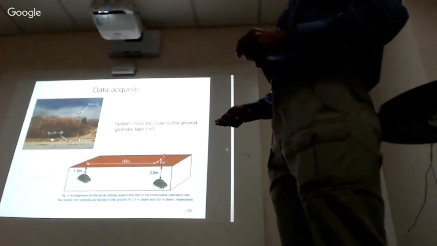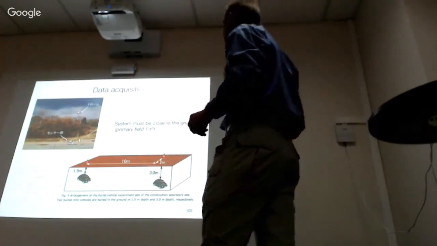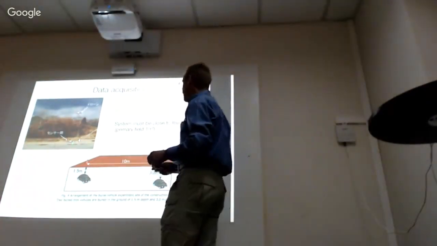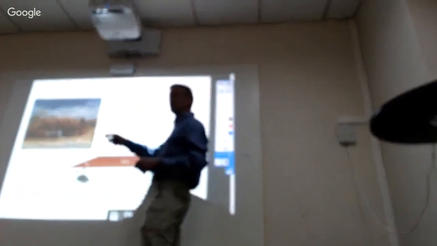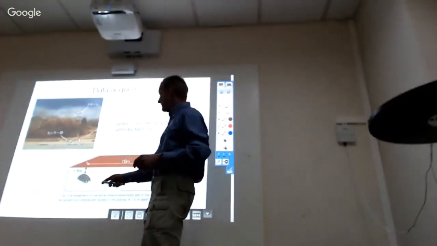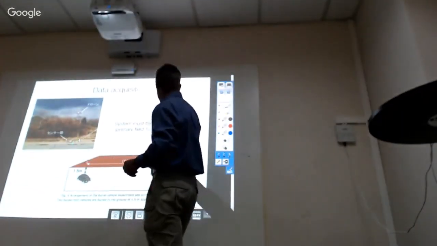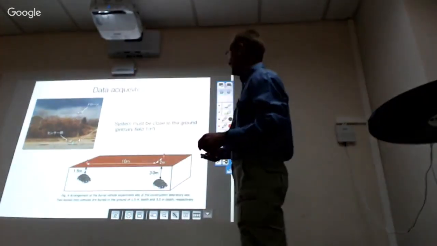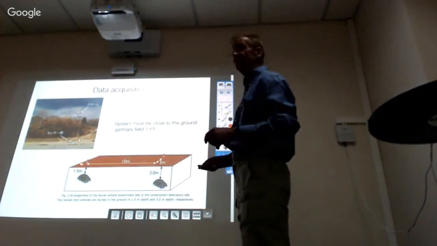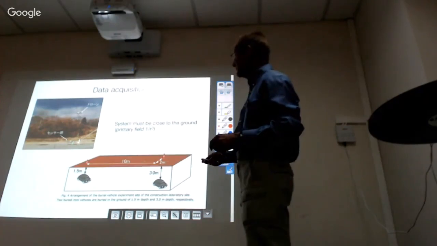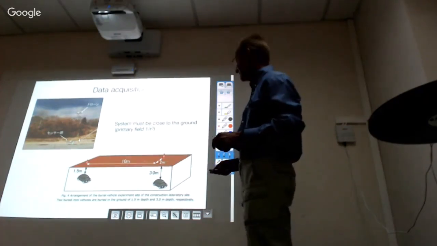Then you want to detect things. So now you have to go back to these fundamentals. Okay, I've got a primary field that's going to fall off as 1 over r cubed, and I've got a secondary field also falling off as 1 over r cubed. So you need to be cognizant of that, and that also means you need to fly it as close to the ground as possible.